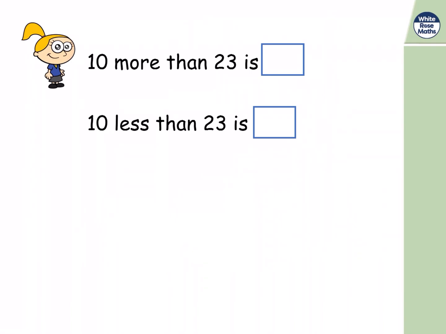Eva is investigating her theory. 10 more than 23 is 33. Yes, that's right. And 10 less than 23 is, well, 23 has got 2 10s and 3 1s, so 10 less will be 1 10 and 3 1s, 13.